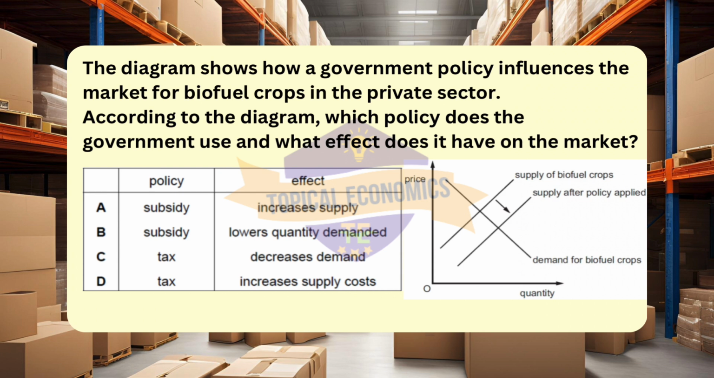This makes biofuel crops more available in the market, potentially lowering prices and increasing the quantity of biofuel crops supplied. A subsidy does not directly affect demand, rather, it influences the supply side of the market by making production more attractive and affordable for producers. Therefore, the correct answer is option A. Policy, subsidy effect, increases supply.